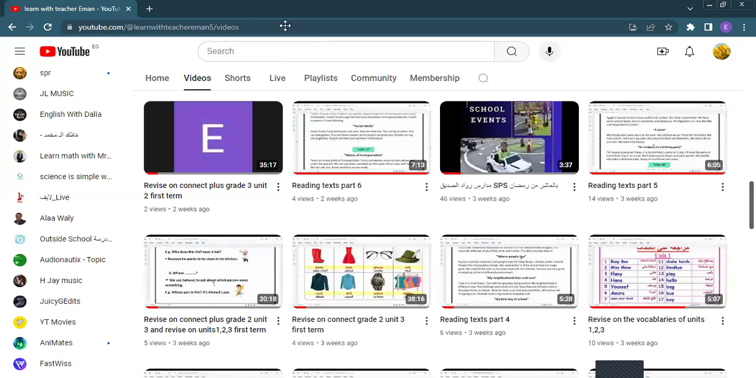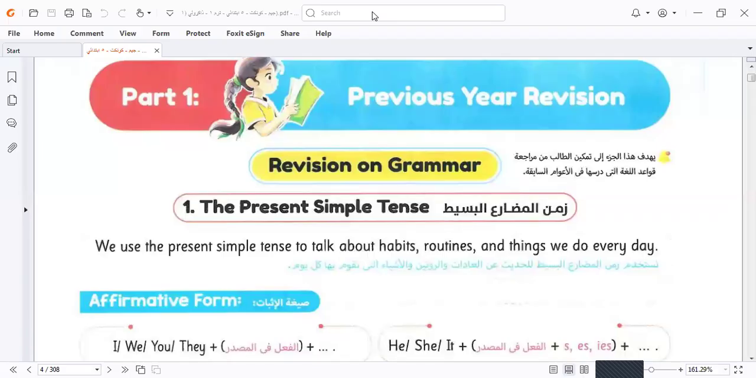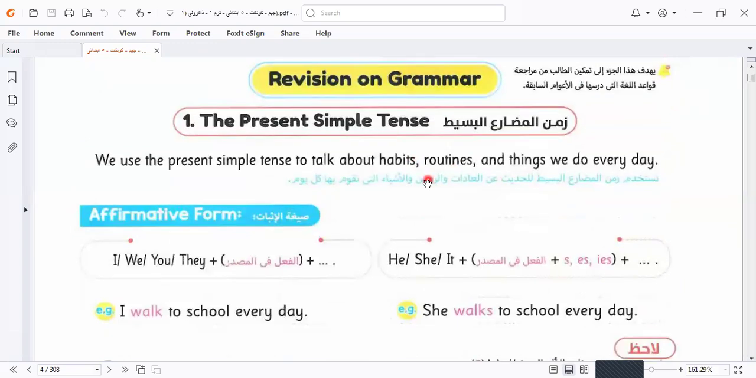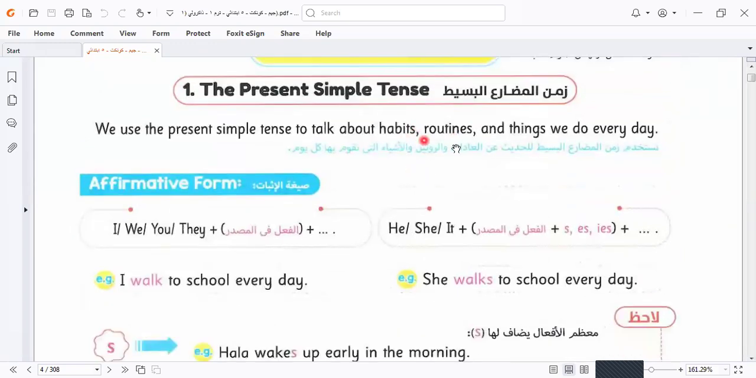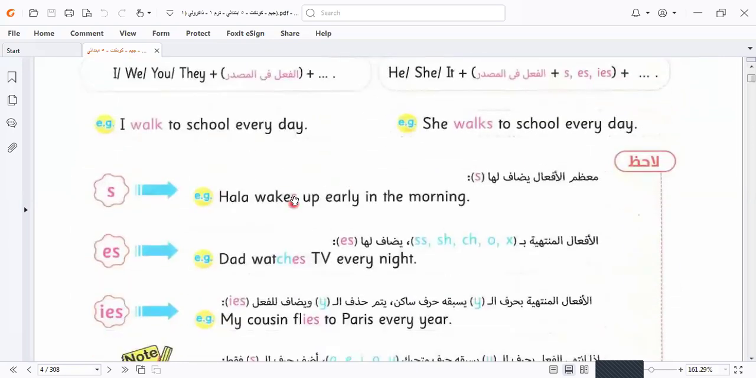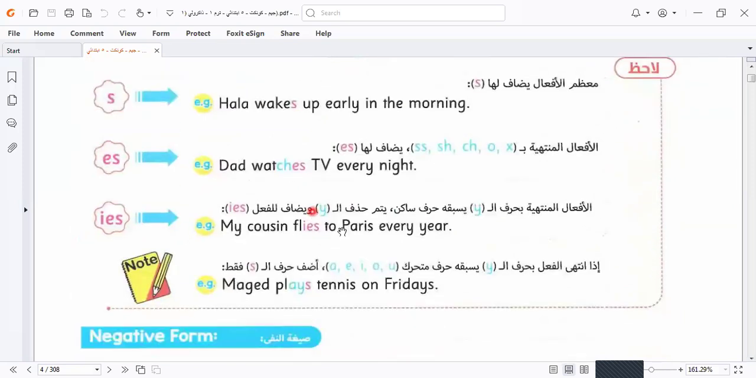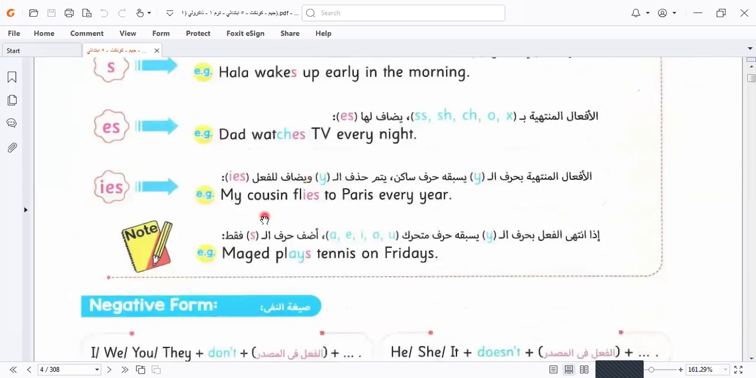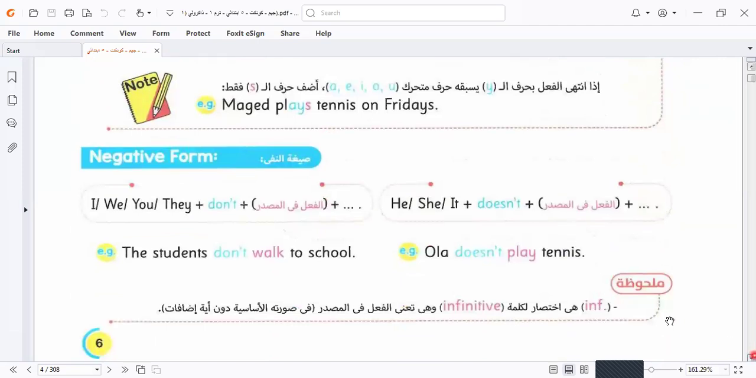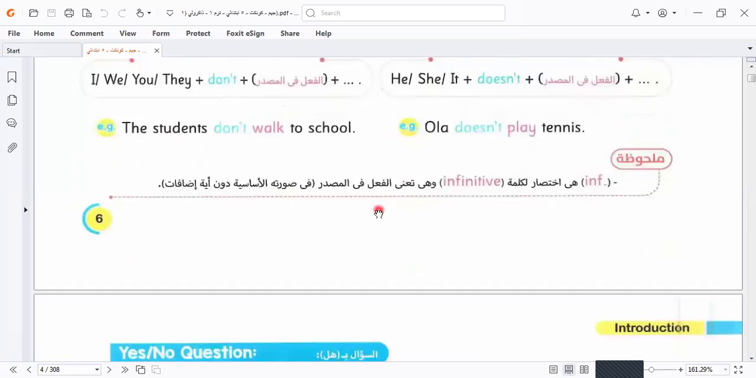Today, before we go to our first unit in your book, Connect, I would like to make a quick revision of the grammar that we took in grade 4. First of all, we took the present simple tense, and all of us know that the present simple tense is for habits and routines, things we do every day. We know the present simple tense by adding s to the verb like this: walks, watches, flies. Why am I adding ies? As we told you, when we use do and does, we return the verb to the stem or the infinitive form.